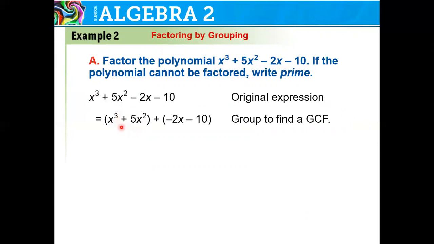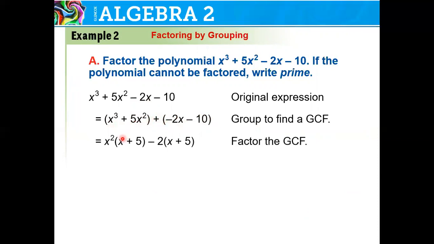x cubed plus 5x squared in one bracket, then give the negative to the 2x and put between the brackets plus always. Now we have x cubed plus 5x squared. Actually, I have a GCF here, which is x squared, and I have negative 2 as well. Don't forget to take the negative outside as repeated for both of the two terms.